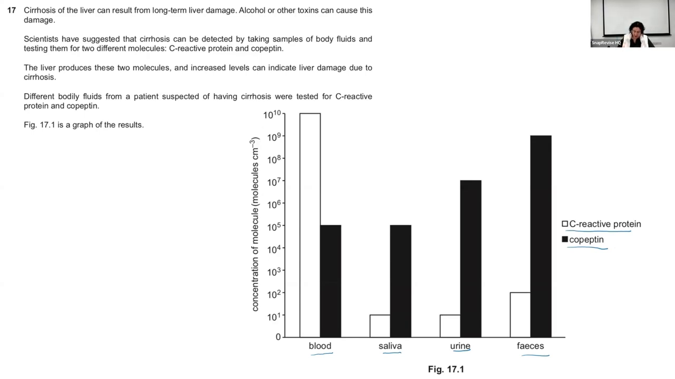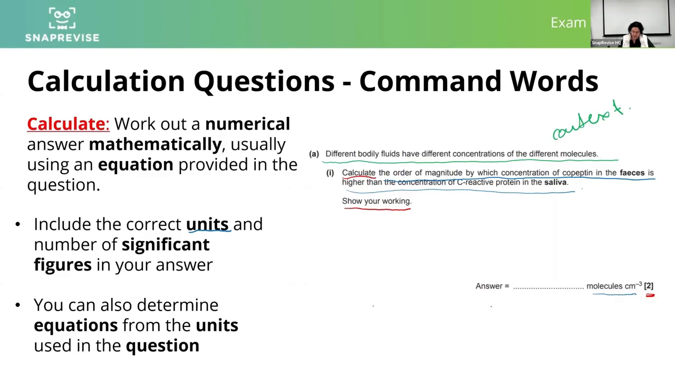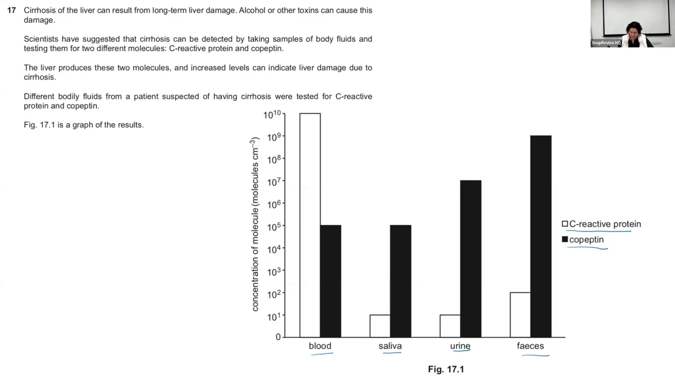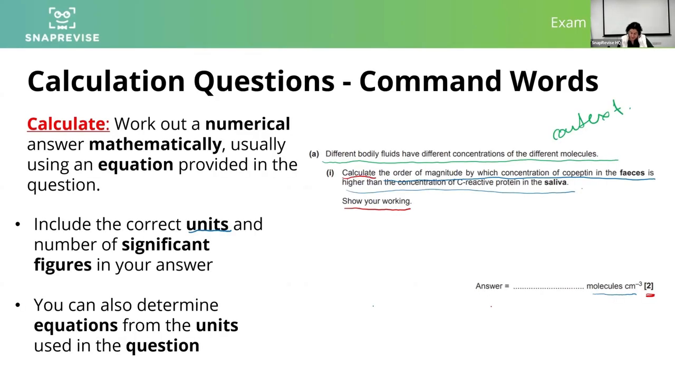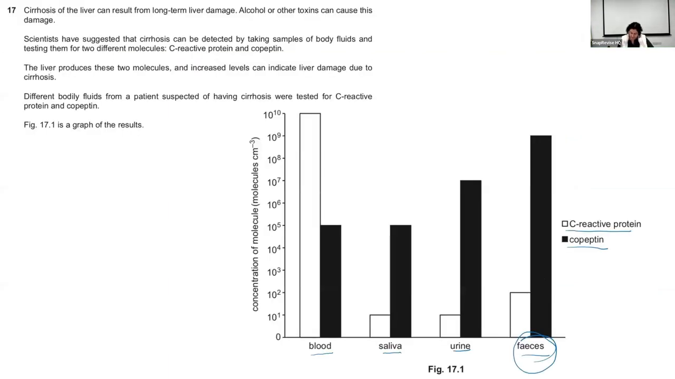So the actual question is this bit that it's asking us. These different body fluids have different concentrations of these different molecules. Calculate the order of magnitude by which the concentration of copeptin, this one, in the feces here, that's also part of my direction for this question, is higher than the concentration of the C-reactive protein in the saliva. So C-reactive protein in white in the saliva. So we're comparing basically these 2.